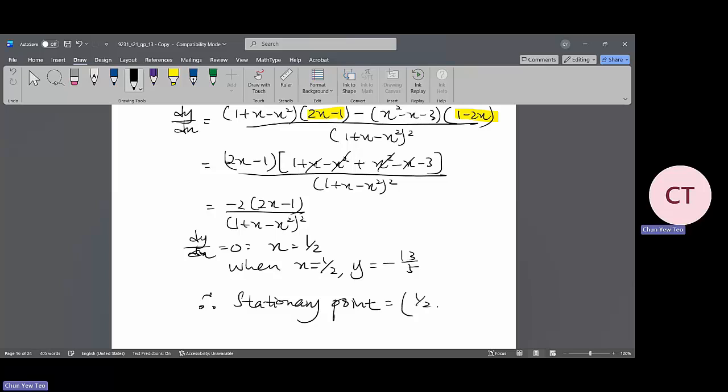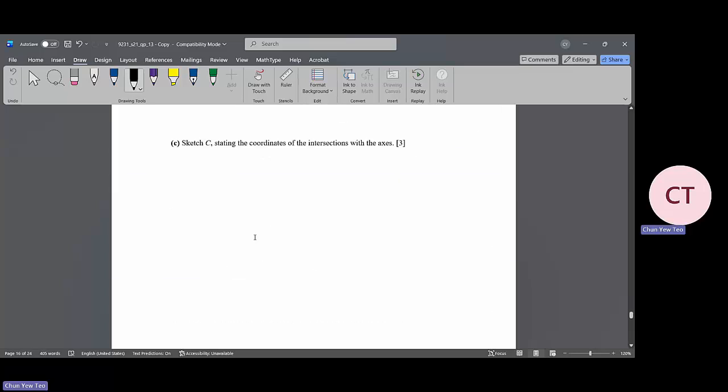Which is a half and -13/5. So now move on. We want to sketch a graph stating the coordinates of the intersections with the axis. So we just need to find the intercept. When x equals 0, that means your y will be -3 divided by 1, which is -3.